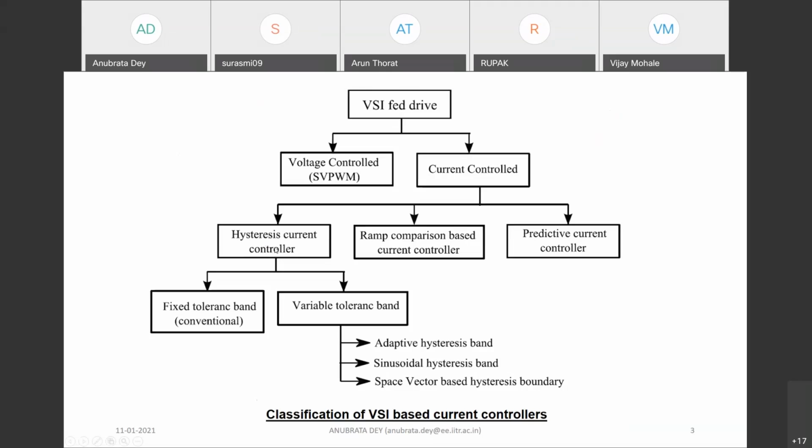Apart from ramp comparison based current control, the other two controls are nonlinear current control. If you look at the hysteresis current control, which is inherently nonlinear in nature, it can have two types: one is fixed tolerance band, another is variable tolerance band. Fixed tolerance band is somewhat easier to implement, and although some other problems are associated with it, conventionally it is used. Whereas if you want to eliminate some of the disadvantages of the fixed tolerance band, you need to consider variable tolerance band, and there are several types: adaptive, sinusoidal hysteresis bands, and phase vector based hysteresis boundary.